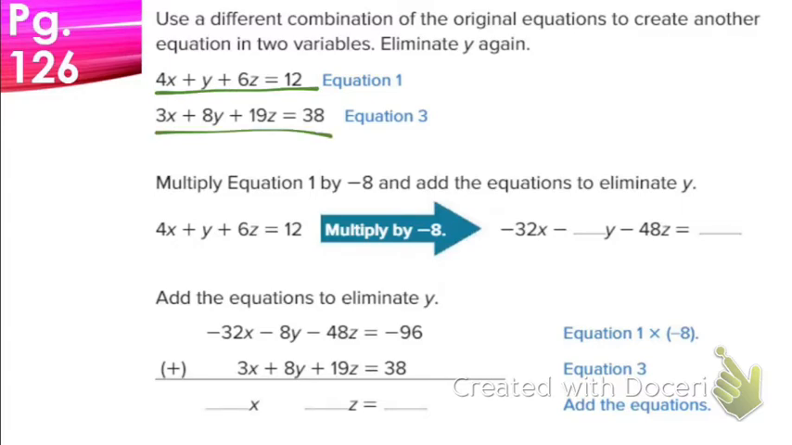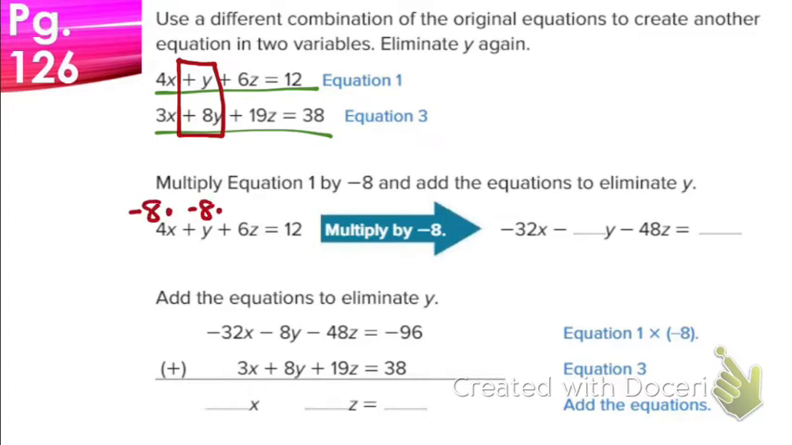What did we get rid of the first time? Which variable did we make cancel? Y. You have to make the same thing cancel out the second time. You don't get to pick a new letter for this part. Whatever you got rid of the first time, you've got to get rid of the same thing again. If I add those y's together right now, will they cancel? No. What do I need to do to them so that when I add them, I cancel? Multiply everybody by negative 8.